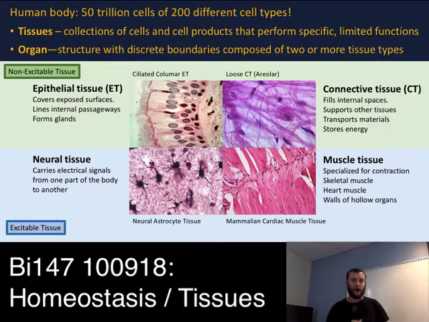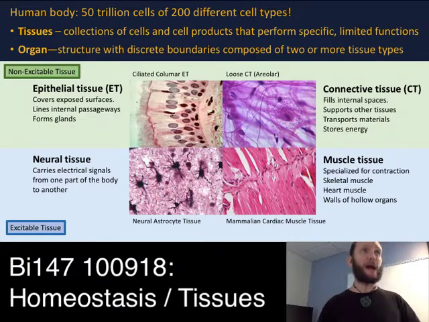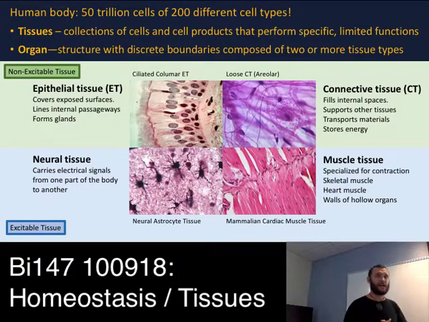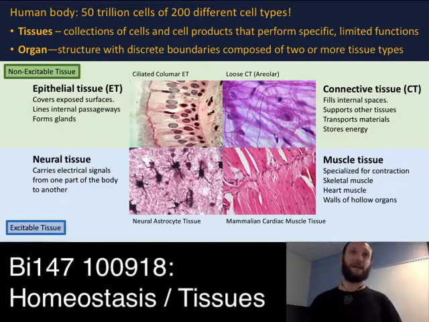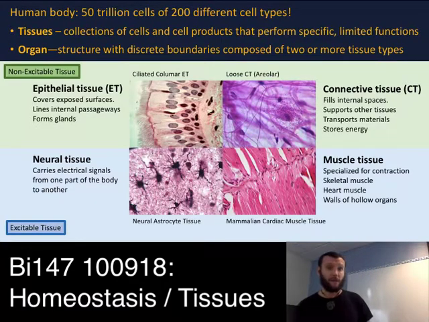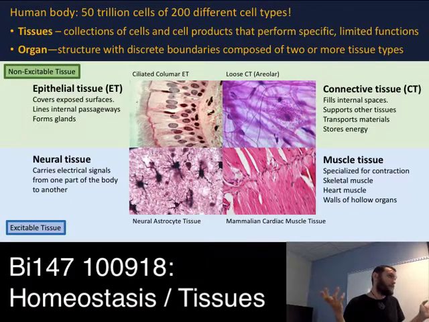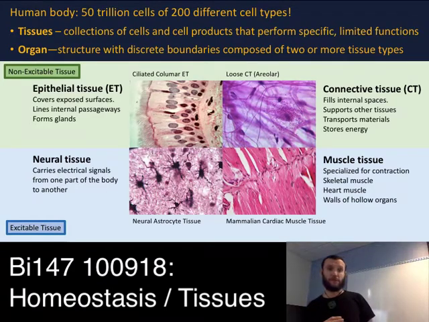There are about 50 trillion cells in your body. Whoa, the mind boggles. That is a whole lot. 50 trillion. Let's think about that. That is a 5 with 12, 13 zeros after it, something like that. It's a lot. Maybe even more than that. Yeah, 50 trillion cells. But there are only 200 cell types. Still a lot, but 50 trillion is a big number.